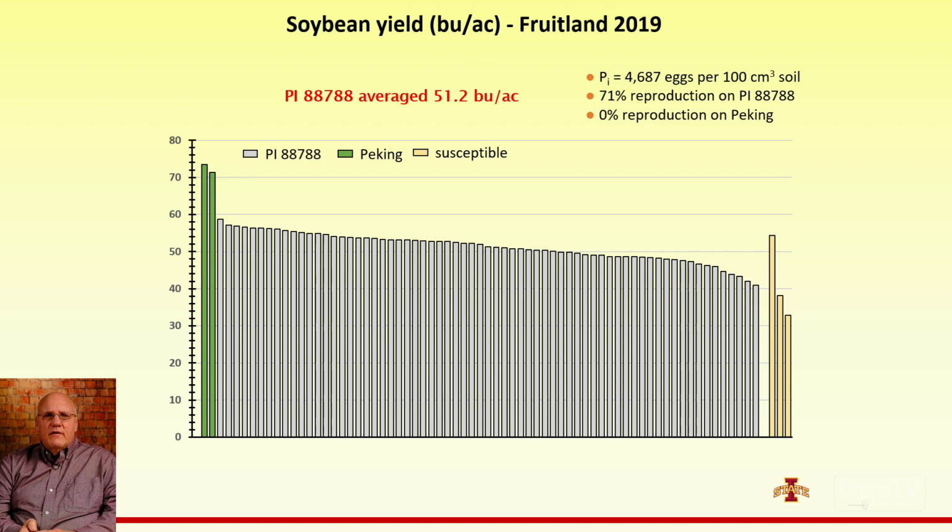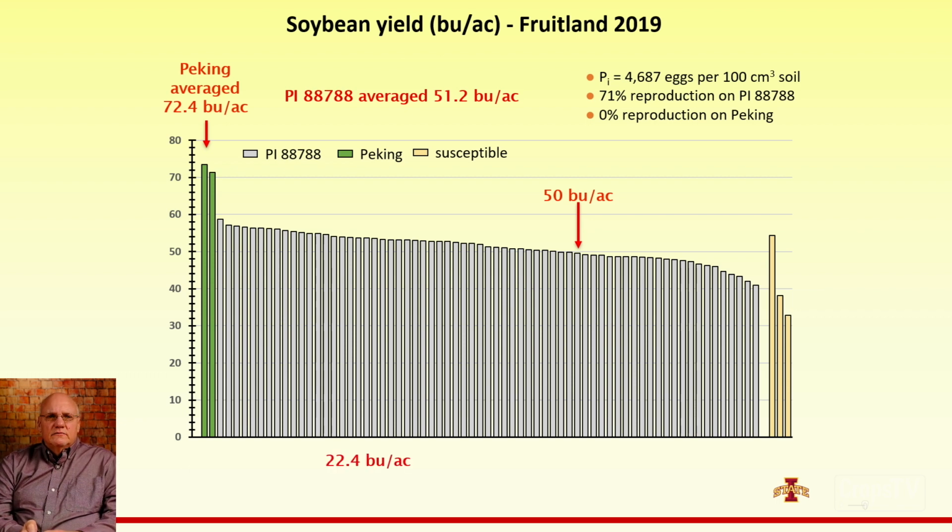The average yield of all those numerous PI 88788 varieties was 51.2 bushels per acre, and the average yield of the 2 Peking varieties was over 72 bushels per acre. Now, I mentioned that these experiments, while large for experiments, only take up 3.5 to 5 acres of a farmer's field, and so the farmer farms around our experiment. And the farmer who hosted us for this experiment happened to grow a soybean variety that was in our experiment as well. And so there is the variety grown by the farmer, and he grew it around us.